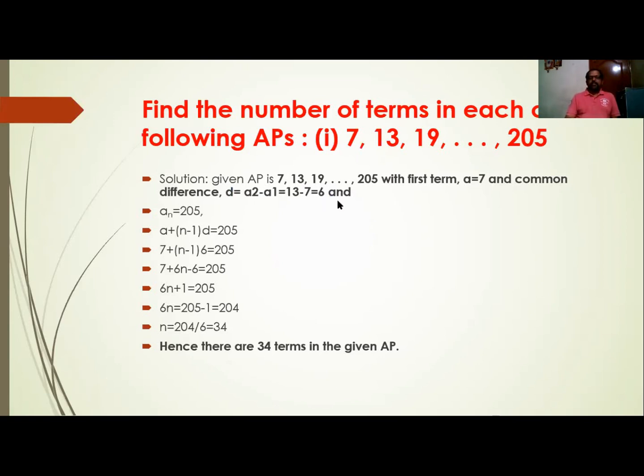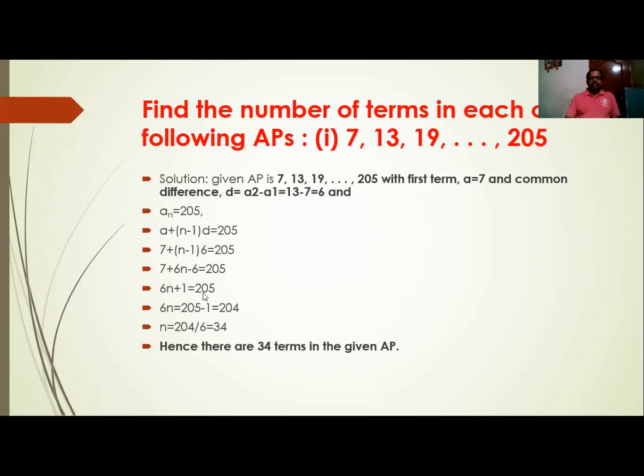Now we need to find n. Here the last term is given as 205 and we don't know which term number it is. So I generally consider this as an, the nth term of the given AP. Since an is equal to 205, using the formula for an, we know an is nothing but a plus (n minus 1)d. So instead of an I substitute that formula, a plus (n minus 1)d, and equate it with 205. We know a as 7, d is 6, so substitute and simplify.